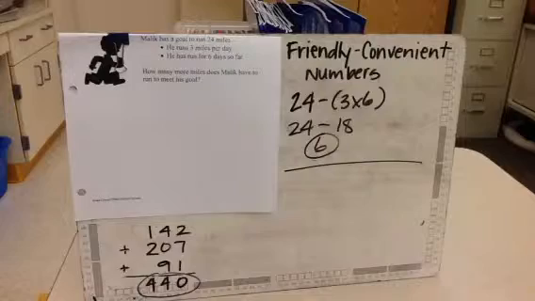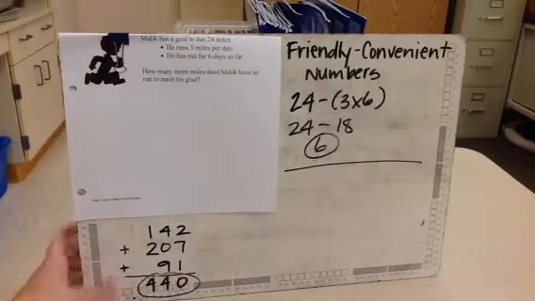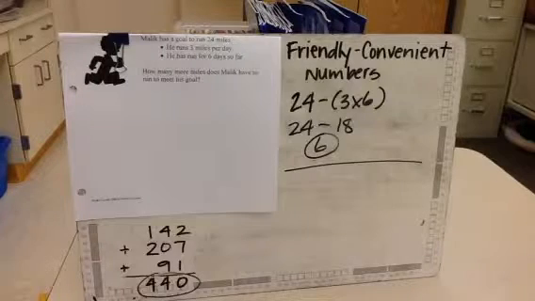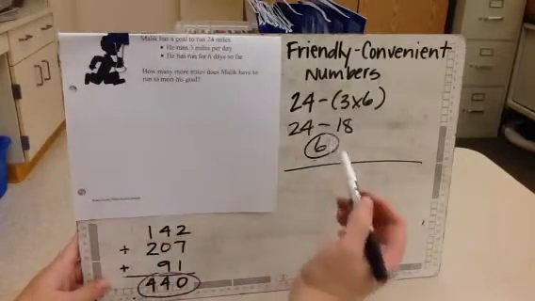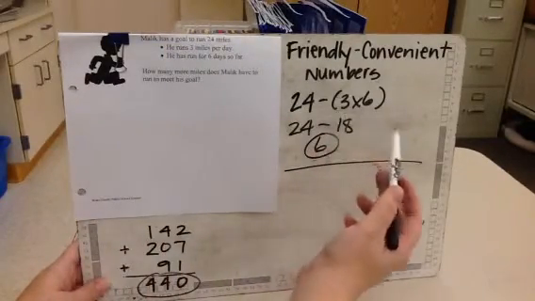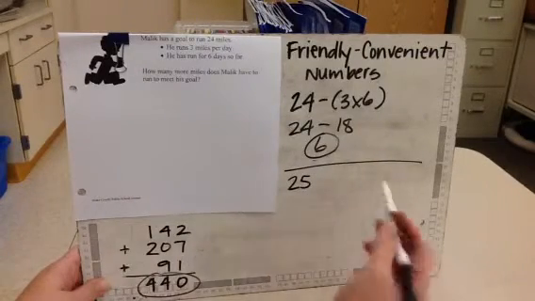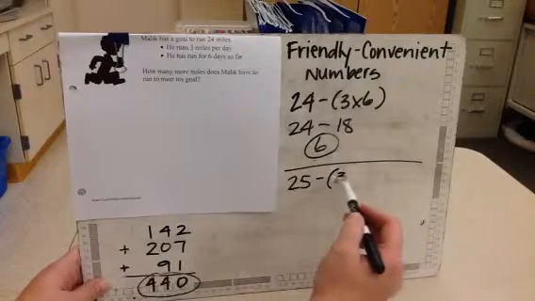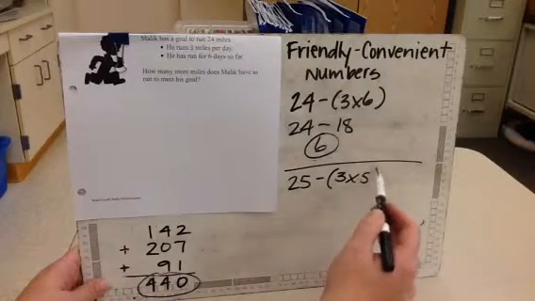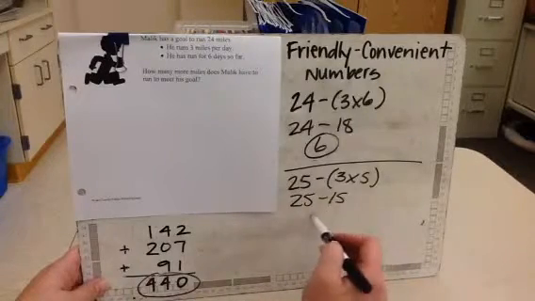So now I'm going to use my friendly or convenient numbers. And it's important to notice that sometimes you might not change a number. It might be comfortable for you already, and that's okay. So here I have 24 minus 3 times 6. So I'm going to say that 24 is really close to 25. And then I'm going to subtract, and instead of 3 times 6, I'm just going to do 3 times 5. And when I do this, I'm getting 25 minus 15, and that's 10.